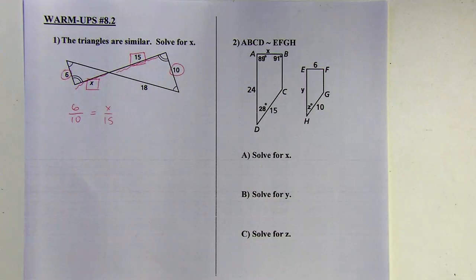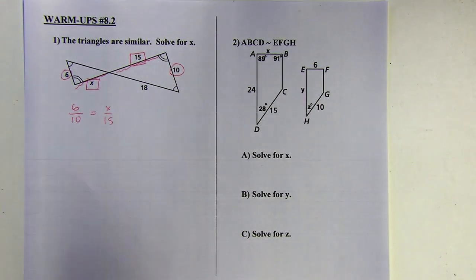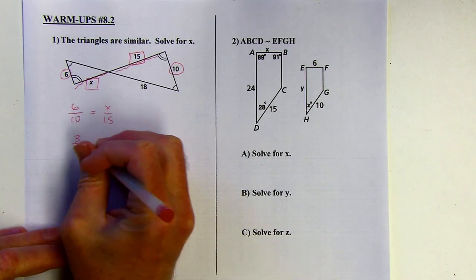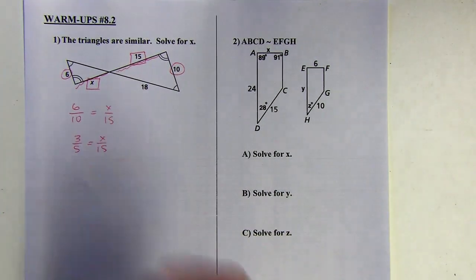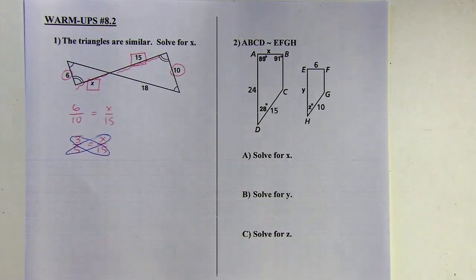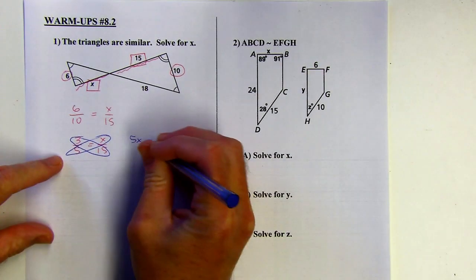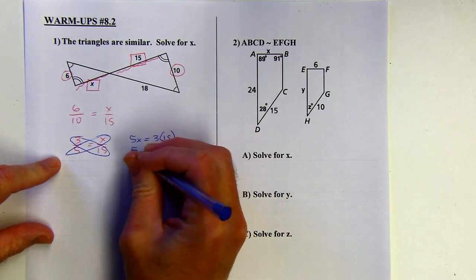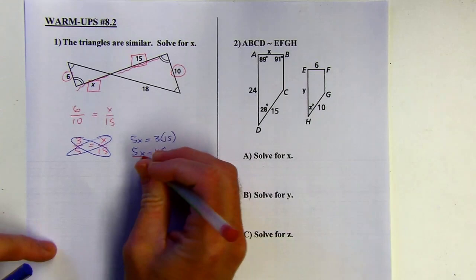Okay, and you can cross multiply right there if you like, or you could reduce the 6/10. Those are both even numbers. I can divide them both by 2 to get 3/5. And then cross multiply from there. But if you didn't reduce, it doesn't really matter. You should get the same result. So let's see. 5x is going to equal 3 times 15. 3 times 15 is 45. Divide by 5, and x is going to equal 9.